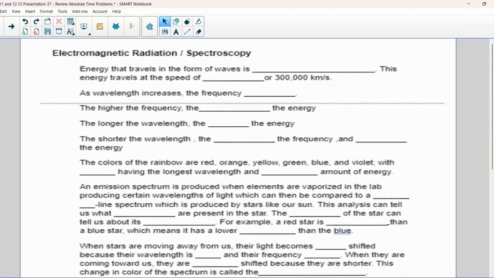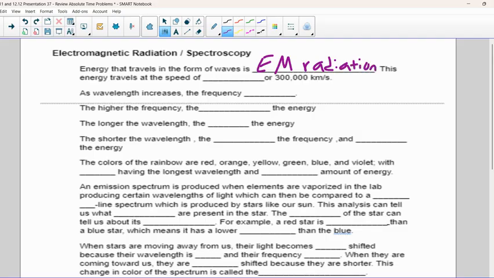Okay, on to EM radiation or light and spectroscopy. So energy that travels in the form of waves is EM, electromagnetic radiation. This energy travels at the speed of light, which is 300,000 kilometers per second. That's in the vacuum of space. When it travels through something, it does slow down.